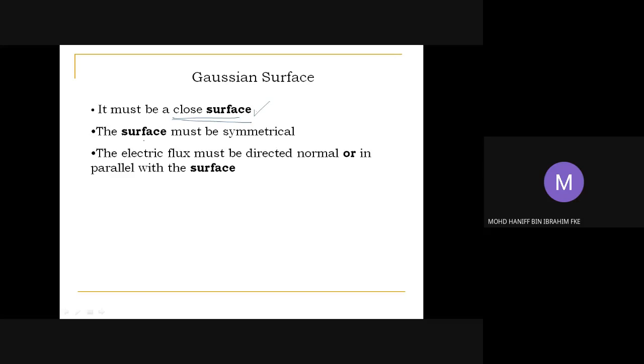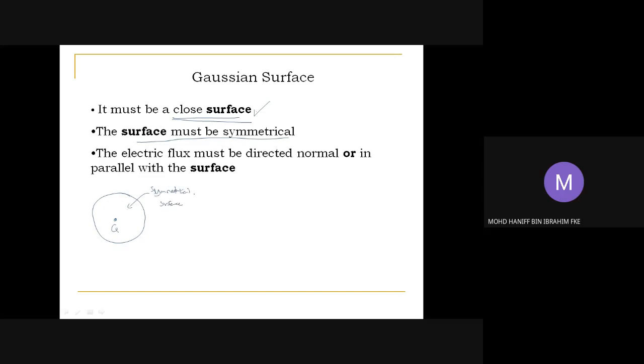Number two, the surface must be symmetrical. What is meant by symmetrical? Remember, when we used a Gaussian surface for the case of point charge, we had a point charge Q and a spherical surface which bounds this particular charge. So this spherical surface is a symmetrical surface.